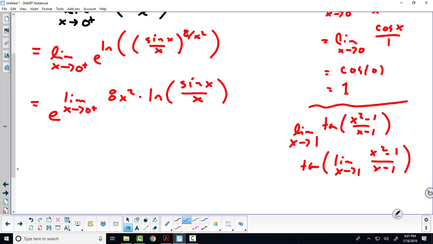Amy? When you pulled out the exponent, it was 8 over x squared. Oh, good catch. Sorry, folks, everyone see my error? Okay, this should be 8 over x squared.